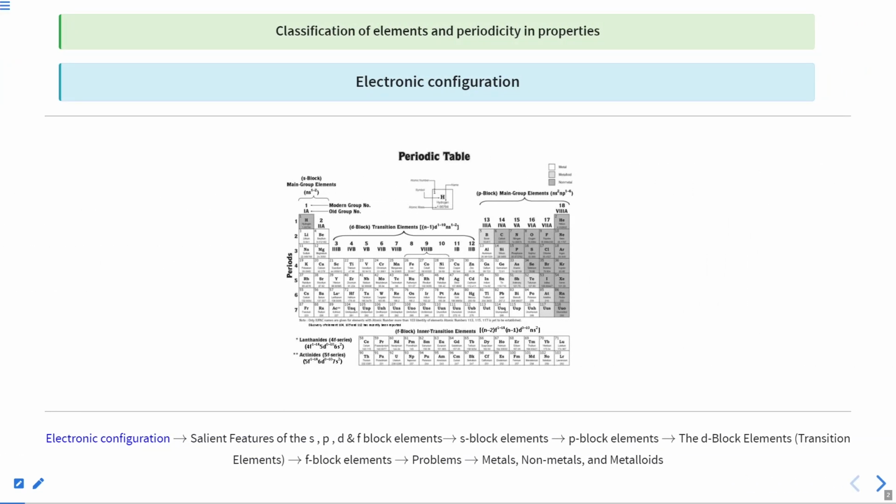Now, if I try to divide it, this is the overall picture. On the left side, in which the s orbital is filled, 1A and 2A, or group 1 and group 2, they are called s block elements. On the right hand side, we have 3A, 4A, 5A, 6A, 7A and 8A. They are called p block elements, or you can also call them groups 13, 14, 15, 16, 17 and 18. Both s and p blocks together make the main group elements.